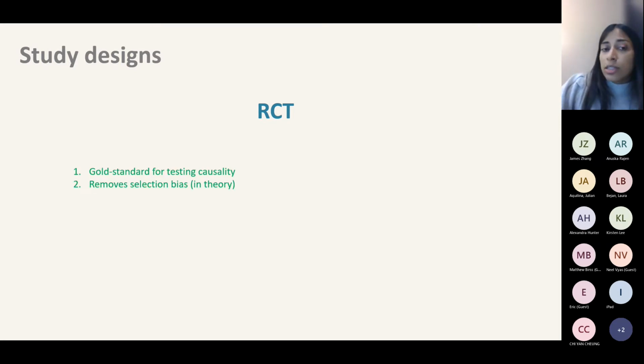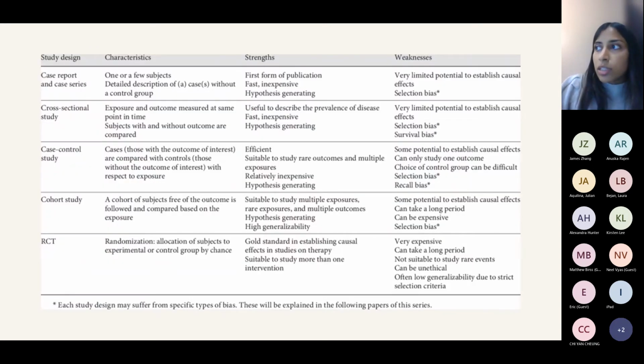This is the gold standard for testing causality, and it removes selection bias in theory, if the methods are done correctly with proper randomization. But it's expensive and it's slow. And there are modifications to all of these different types of studies. For example, with randomized control trial, there are crossover trials, there are N of 1, and within each of these trials, there are also different types.